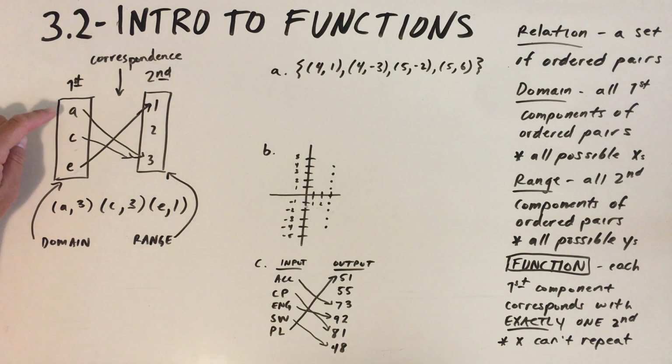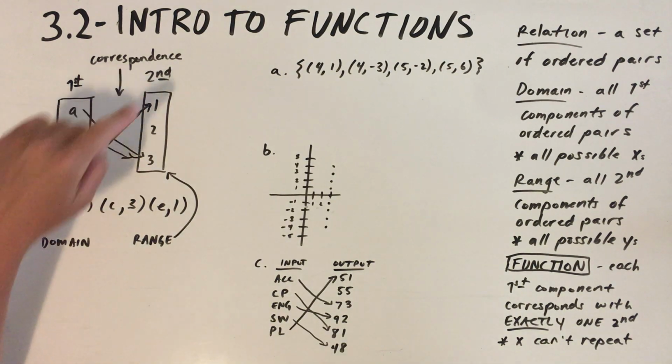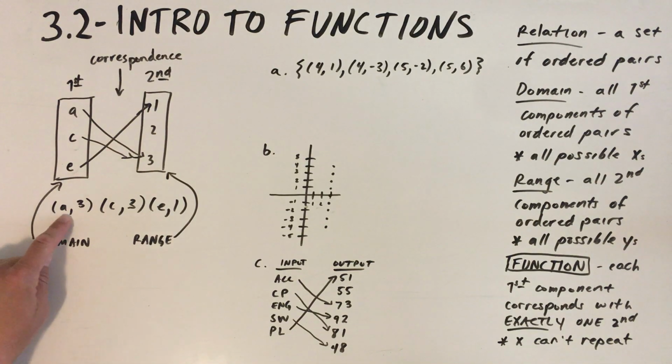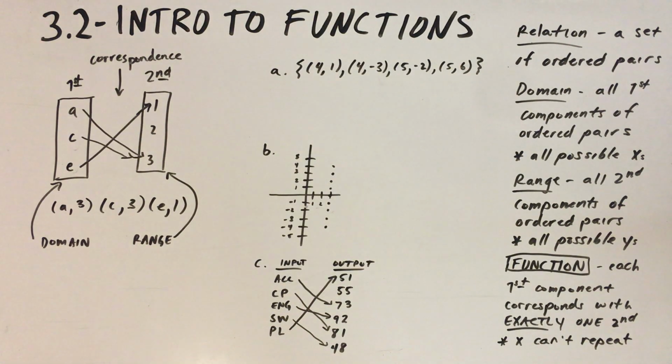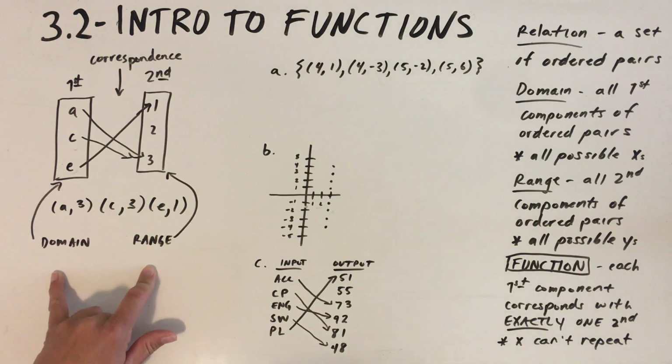Okay, so in this case, A corresponds to 3, and C corresponds to 3, and E corresponds to 1. So all the first sets are the first elements, and the second set is the second elements. So this is what we refer to then as domain and range.